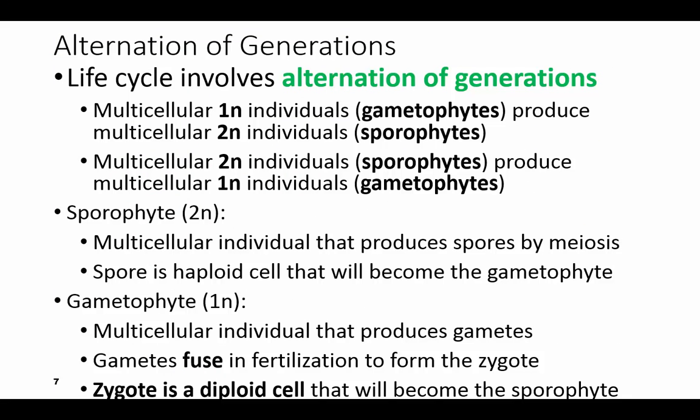Objective 4. Define alternation of generation and distinguish between the sporophyte and the gametophyte in the plant life cycle.